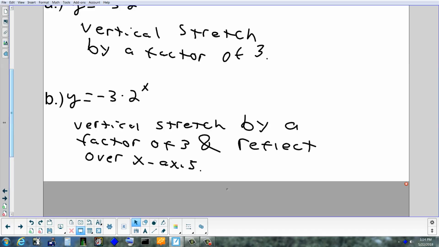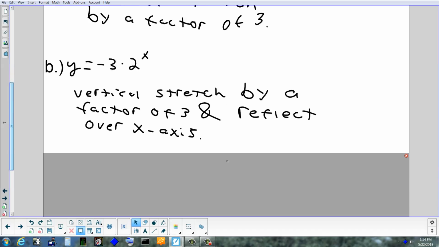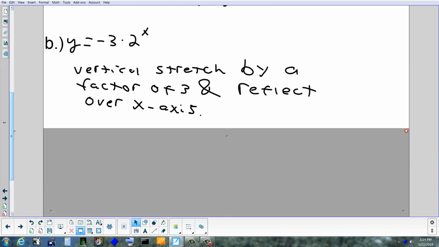Paige, how do you know when it's reflected? Because it's a negative. I don't care what kind of number it is, greater than 1 or between 0 and 1. If it's negative, you have to put reflected over the x-axis. Now, besides reflecting over the x-axis, is the curve going to get sharper, or is it going to flatten out? Sharper, right? Look at the number. The bigger you make that number, the sharper the curve is going to get.